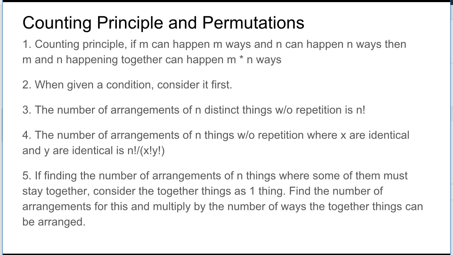And then the last thing I've got written down here is if you are finding the number of arrangements of n things, but some of them have to stay together, think of the things that have to be together as one thing and find out all those arrangements. And then once you have those arrangements, keep in mind that for every one of those arrangements, your things that are together can also rearrange themselves. And so you've got to multiply the number of arrangements by the number of ways that your together things can also be arranged.